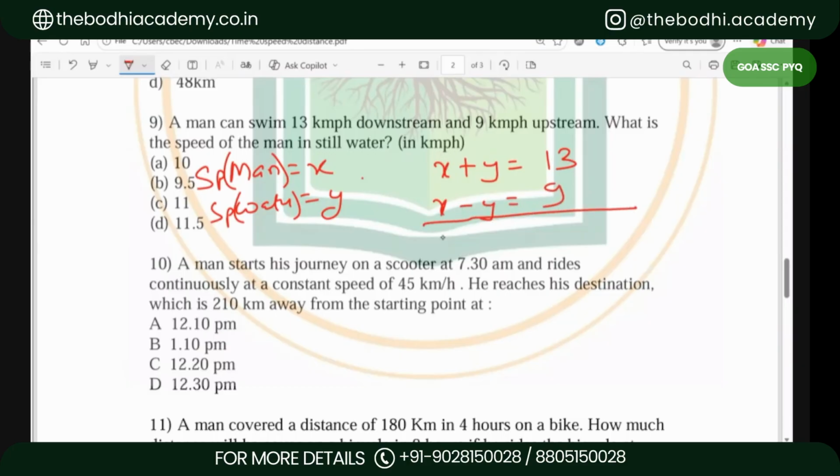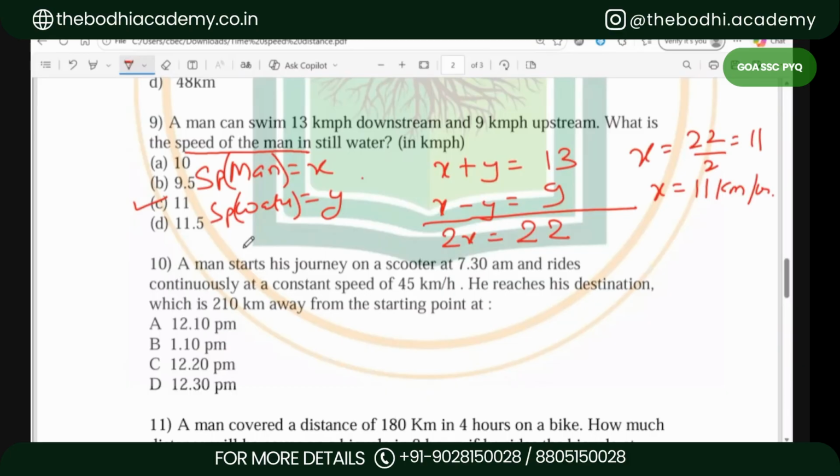Y cancels, simple algebra: 2X is equal to 13 plus 9, 22. So X will be how much? 22 upon 2 is equal to 11. So X is 11 kilometer per hour. The question was to find the speed of man. So the speed of man is 11 kilometer per hour. This is the answer.